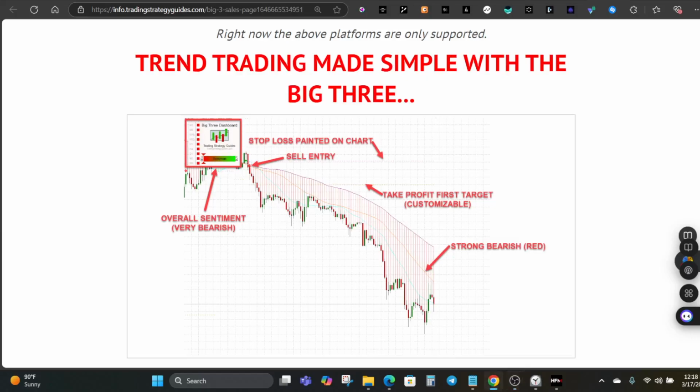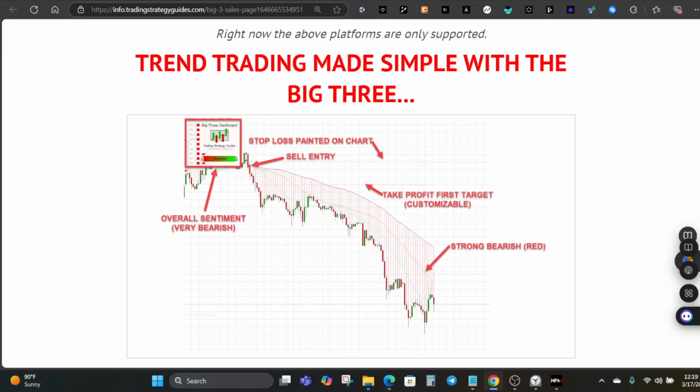Hello traders, in this video we are going to be diving into an effective indicator that can transform your trading strategy, okay? And that is the Big Three indicator. Now this indicator is designed to simplify your technical analysis by combining trend, structure and momentum, okay, to generate good signals both in the bullish direction and in the bearish direction.